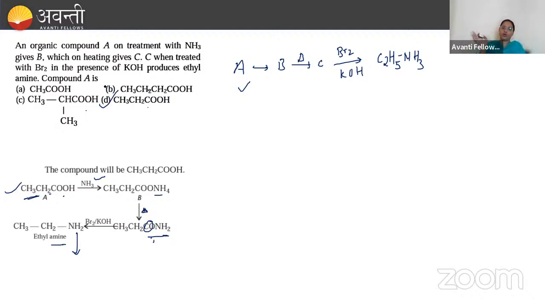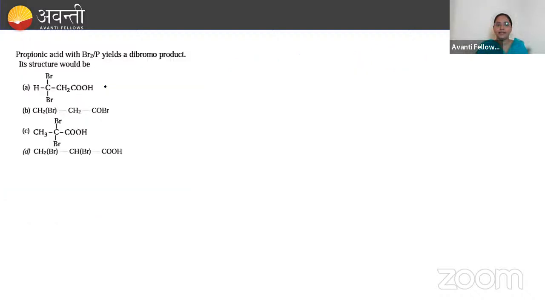CH3CH2COOH, when it reacts with NH3, there will be formation of COONH4, which will undergo heating. There is a formation of amide. This amide reacts with Br2 and KOH and gives us the respective amine. Okay. Any doubt in this? Next problem.